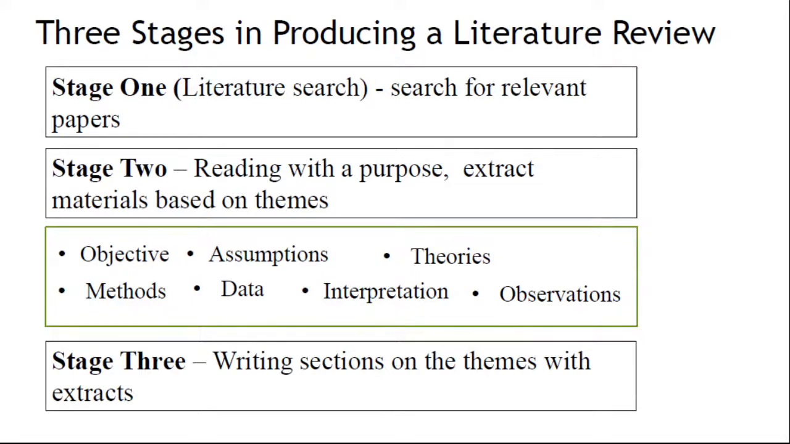Now, there are 3 stages in producing a literature review. This is a very overview idea. You can have 4 stages, you can have 5 stages, but stage number 1 is the literature search. To make it simple, literature search means you search for papers. Stage number 1 is the first thing you look for: what other people have been doing on the topic that I propose. We call it literature search.